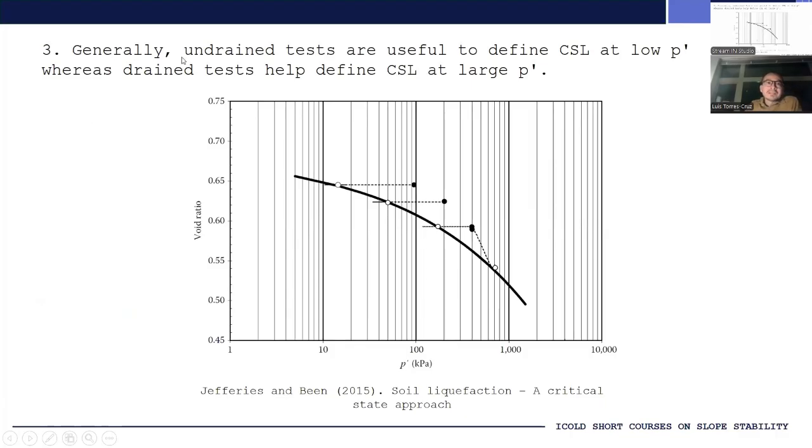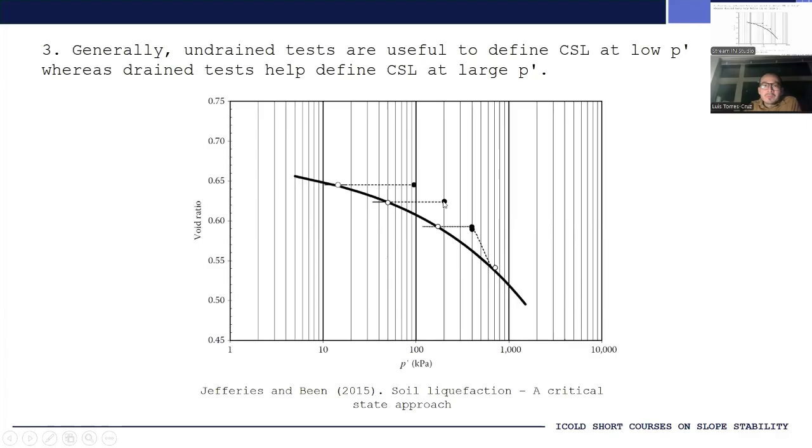Point number 3 is that generally undrained tests are useful to define the critical state line at low values of the mean effective stress, P prime, whereas drained tests help define the CSL at large values of P prime. We can see that nicely illustrated in this figure. This test right here gives us a point on the CSL at a P prime of approximately 15. This one here at approximately 50. This one here is at approximately 150. It's a bit tricky because of the logarithmic scale, right?